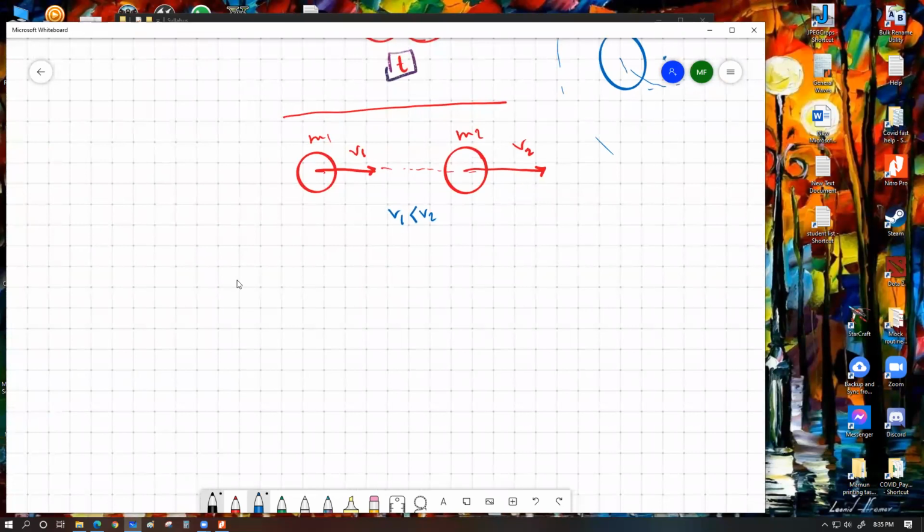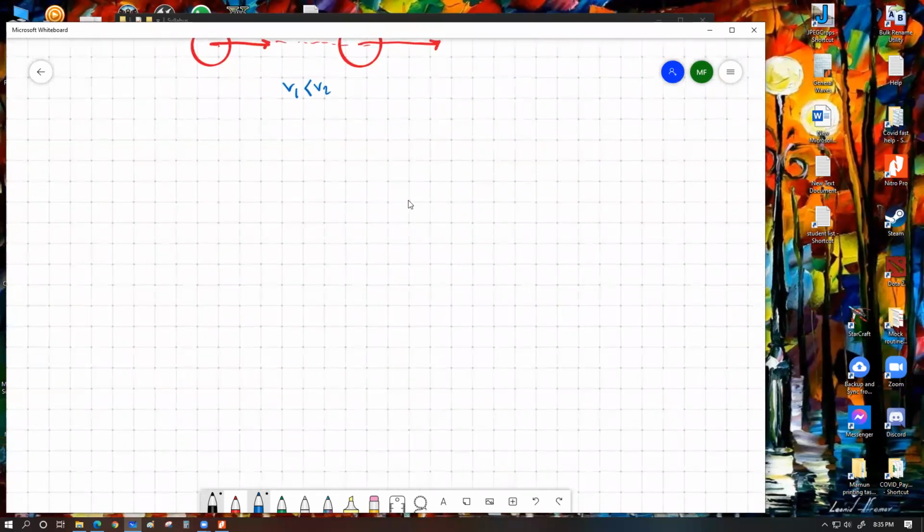Let's try to break down this whole equation in terms of momentum. So let's have a look. So F1 equals minus F2, which means delta P1 divided by T should equal minus delta P2 divided by T.